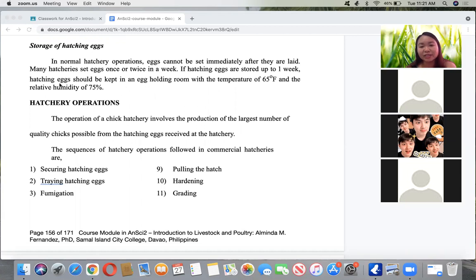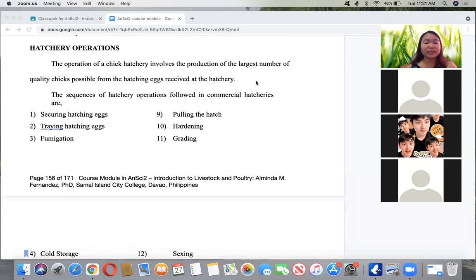So tubag lang diha, Jacqueline, if you heard me. So yun na nga, kahit i-store mo siya ng up to 1 week, the hatching egg should be also kept in an egg holding room with a temperature of 65 degrees Fahrenheit and relative humidity of 75% para capable pa din siya for the hatching, or setting.